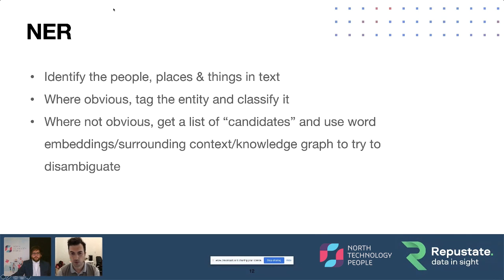How do you resolve that ambiguity? So you kind of get a list of candidates. So what are all the possible entities that could fit this word or phrase? And then you start to dig into your tool. So you start to look at word embeddings, you look at the surrounding context, you maybe use your knowledge graph, and you try to disambiguate. And that's how you're able to build up a profile of the entities in a given document.